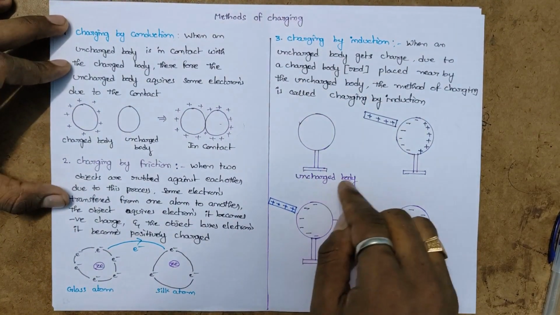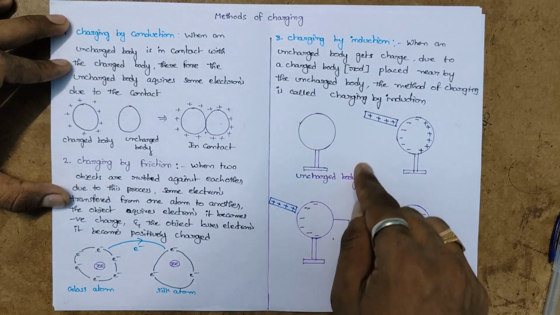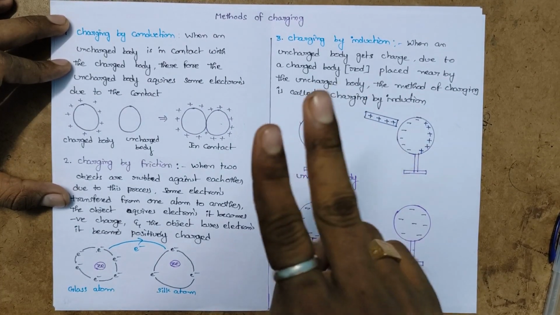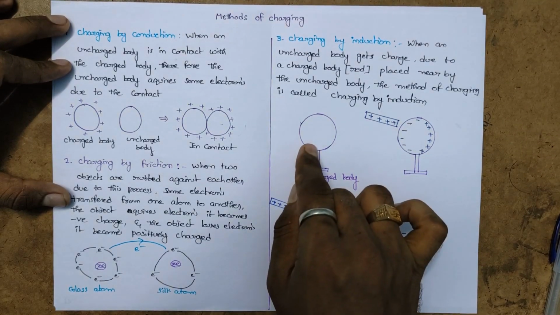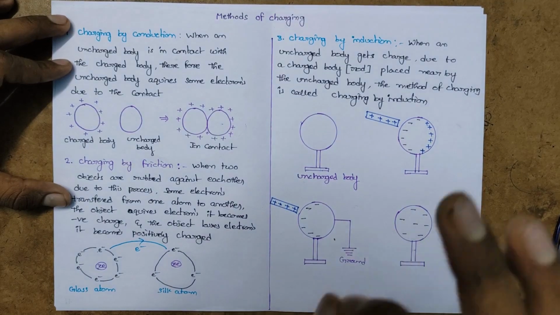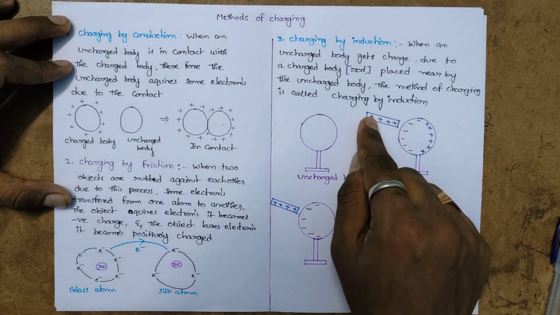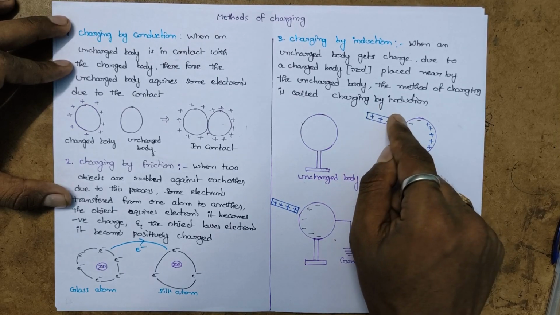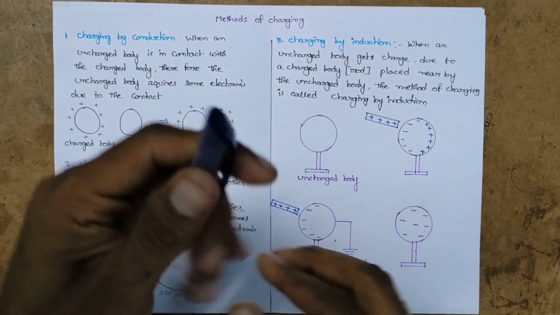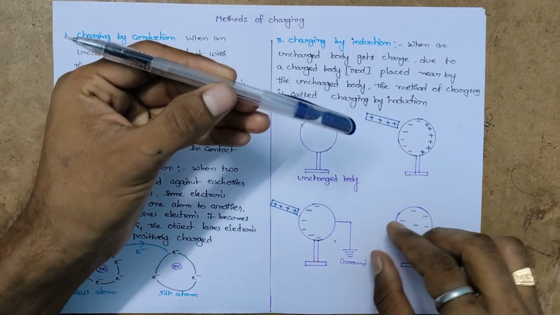Look here. This is the uncharged body. Uncharged body means the body contains an equal amount of positive charge as well as negative charge. So that's why the body is neutral, or an uncharged body. Now this rod, let us assume, is a positively charged rod. Let us assume the pen is the positively charged rod.